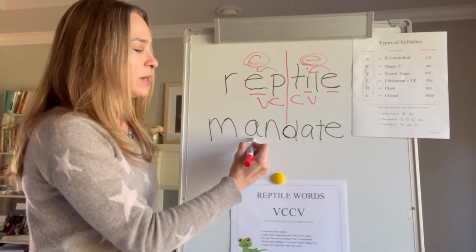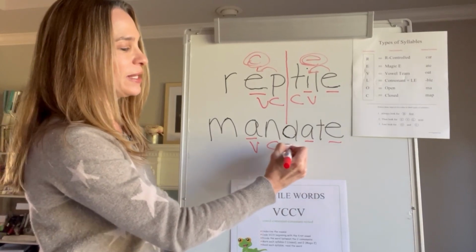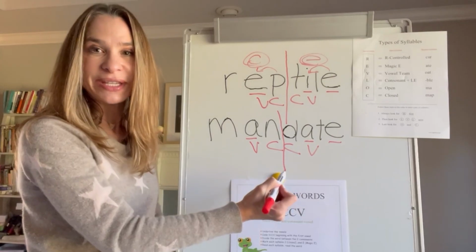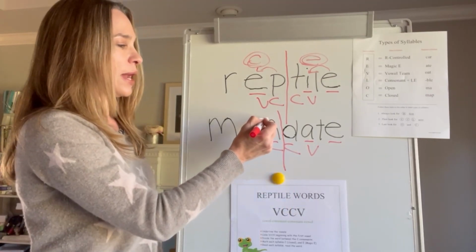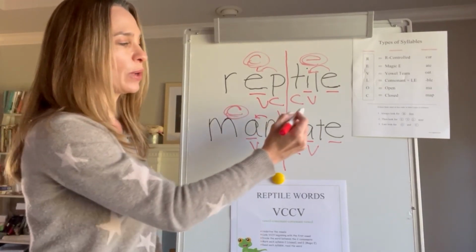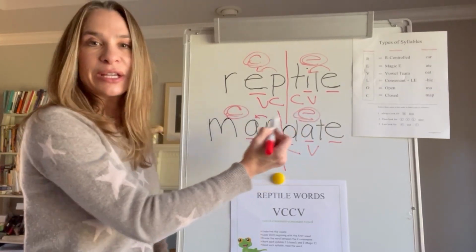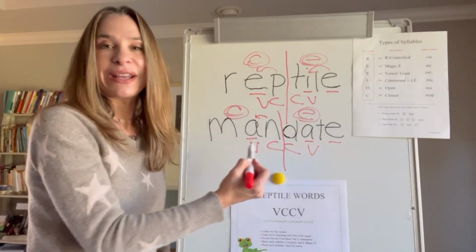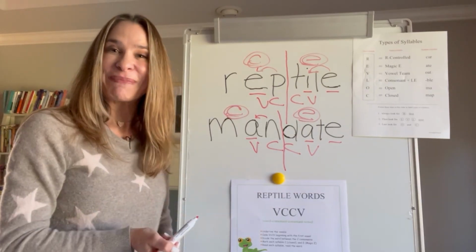So step 1, underline your vowels. Step 2, VCCV. Step 3, divide between the C's according to the rule of dividing a VCCV word. Now the A makes the N short, it is closed. Step 4, the E makes the vowel say its name, that is a magic E. So we're going to label that E. Step 5, mandate. Your student just read mandate.